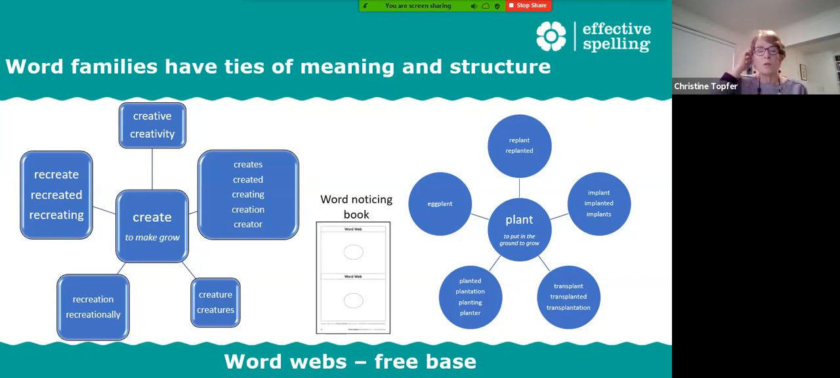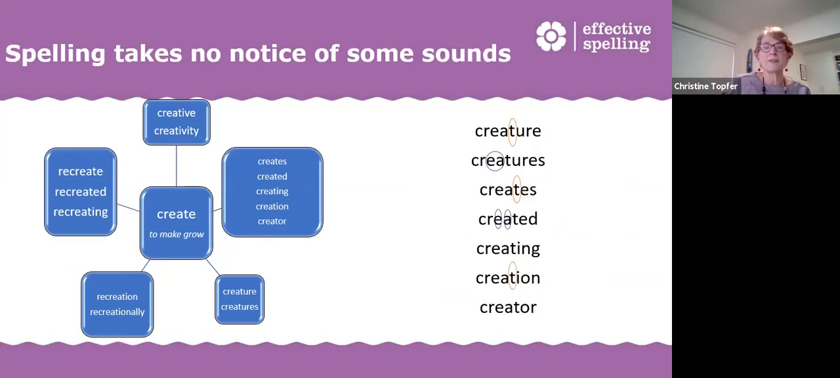We provide in our word noticing books also a place for students to keep the morphological word families that they investigate and study so that they can be used and revisited for proofreading and writing, for inquiry work, and obviously building vocabulary. So spelling takes no notice of some sounds, and this is why morphological word families are so powerful for you to include into your programs.